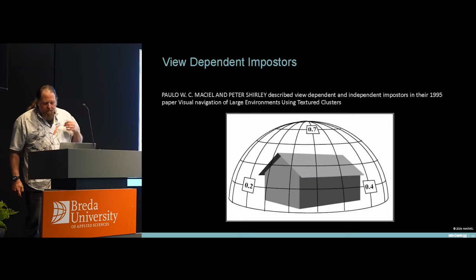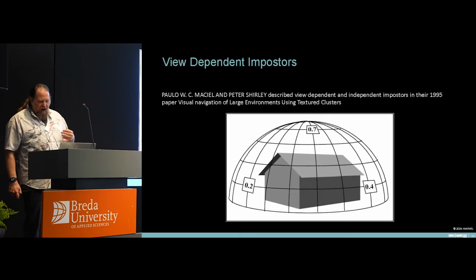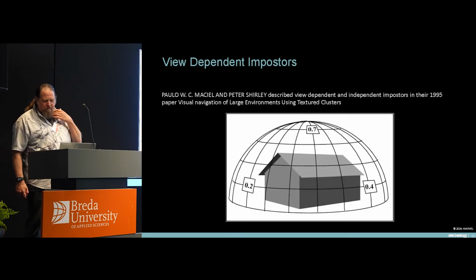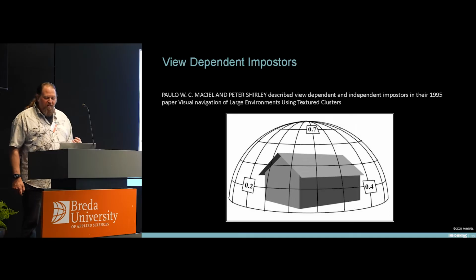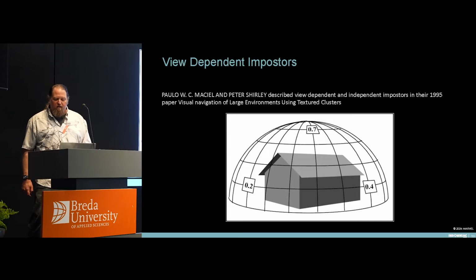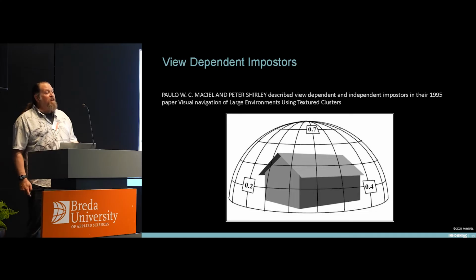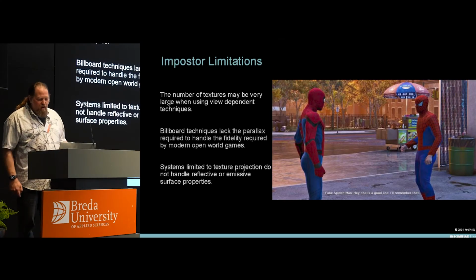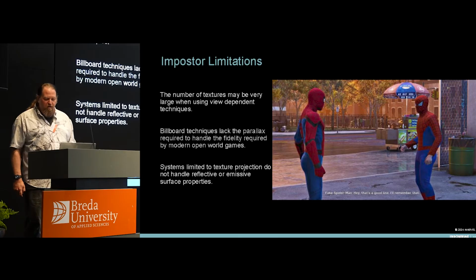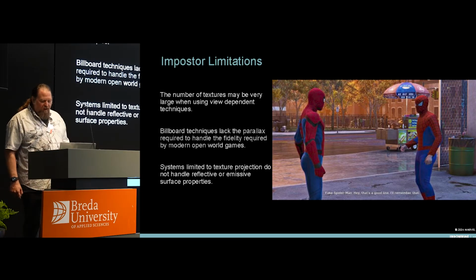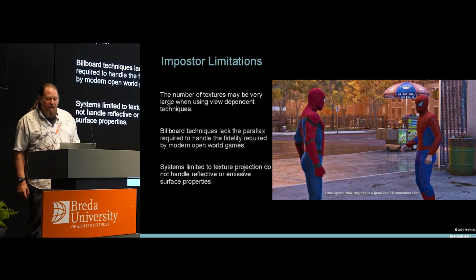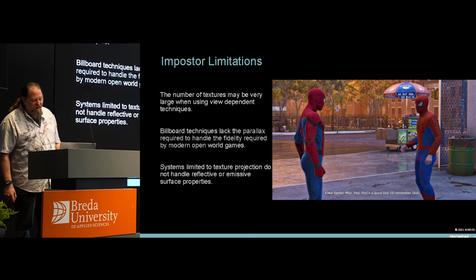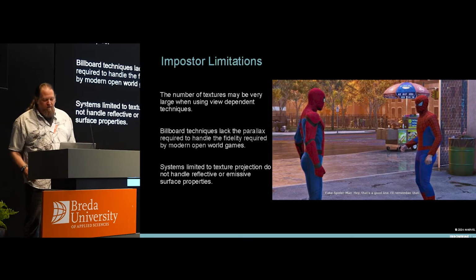For view-independent textures, the high-resolution asset is captured from several cameras arranged around a hemisphere. The texture projection is driven by selecting the best match relative to the viewing angle of the render camera. This results in many textures per imposter. The number of textures may be very large when using view-dependent or independent techniques. Billboarding techniques lack the parallax required to handle the fidelity required by modern open-world games. Simple texture projection does not handle reflective or emissive surface properties.